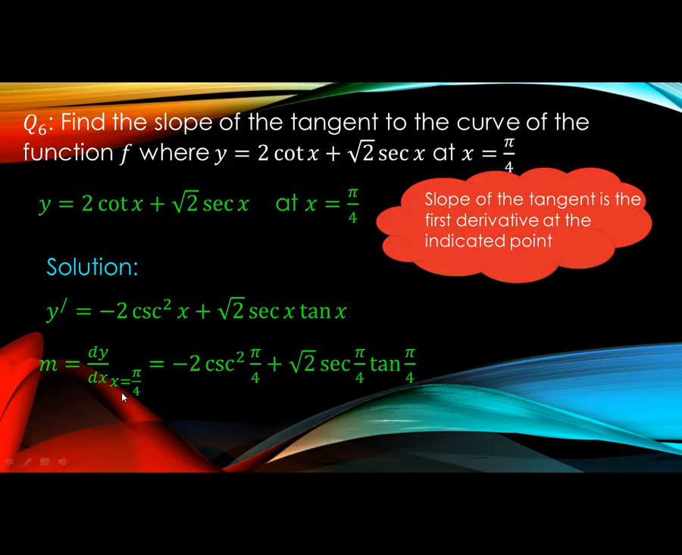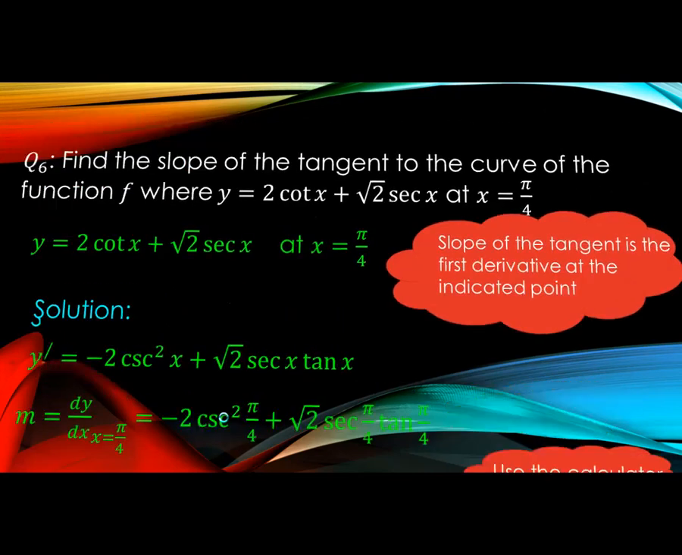And by substituting the value of x that is equal to pi over 4 we get the slope of the tangent. The slope we label by m. It is equal to dy by dx at x equal pi over 4, which equals negative 2 cosec square pi over 4 plus root 2 sec pi over 4 tan pi over 4. And you can use the calculator to find the value of the slope that is equal to negative 2. The request is to find the slope, so the slope of the tangent at x equal pi over 4 is negative 2.